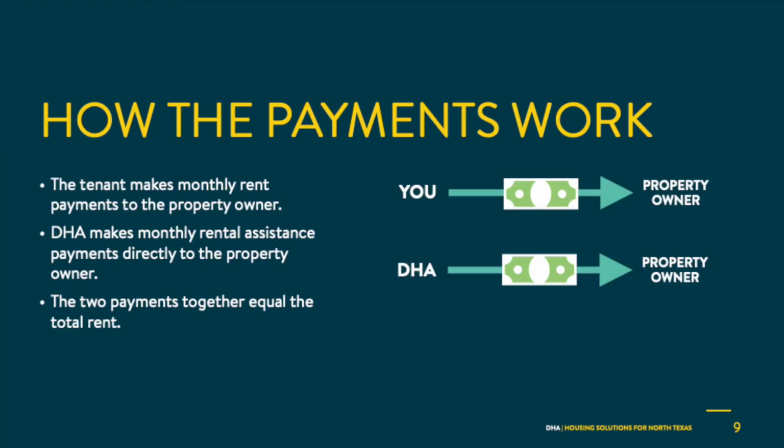For the next few moments, we will discuss how the payments work. First, the tenant is required to pay the amount of tenant rent identified by the Housing Authority. Tenant rent is to be paid to the landlord on the first of each month. The Housing Authority also makes its monthly rental assistance payments directly to the owner. The 2 payments together equal the total rent to the owner.